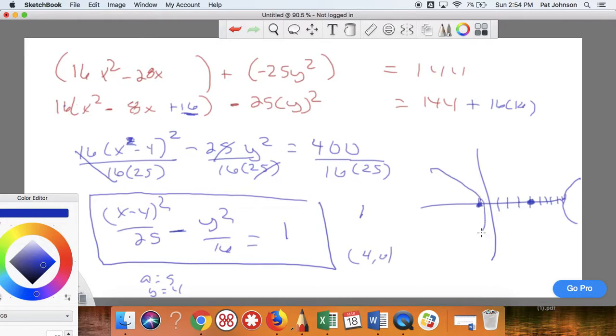Remember, (h, k) is your center of the hyperbola. That's half the distance between the vertices. I know it doesn't look like it. And there's your hyperbola. Okay, that's it. You just have to be able to put it in standard form by completing the square.